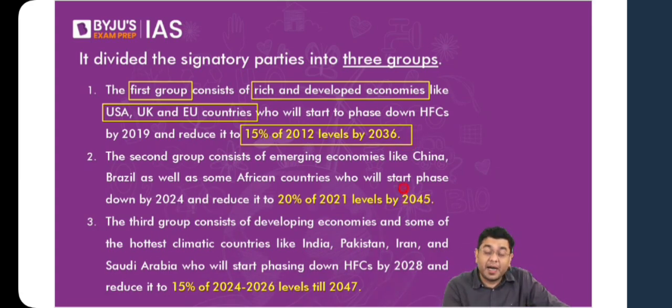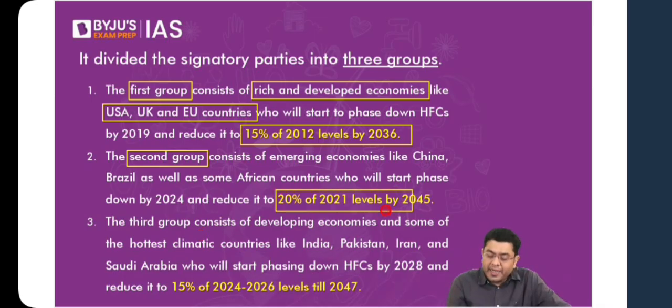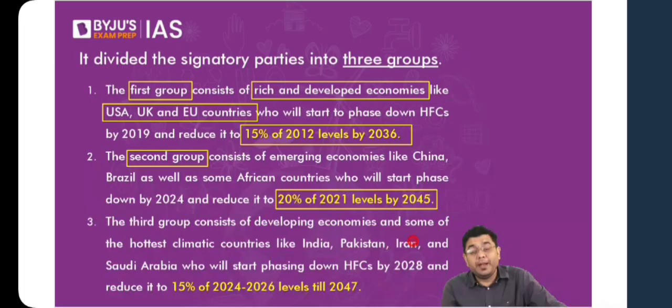Okay, so by 2036, the amount of HFCs that these countries would be using would only be 15% of what they were using in 2012. Then the second group consists of emerging economies such as China, Brazil, and these countries. Here, their phasing out has to begin by next year, that is 2024, and reduce it to 20% of 2021 levels by the year 2045.